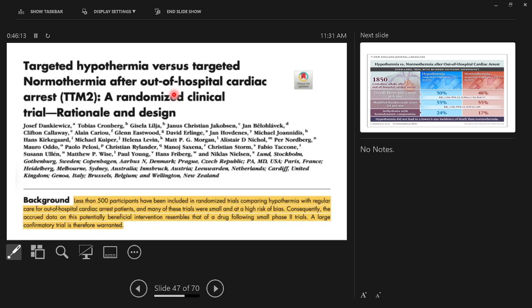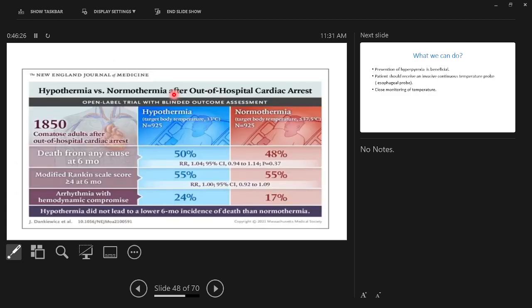Then the next famous trial is the TTM2 trial, which came in 2021. It is a randomized clinical trial that compared targeted hypothermia versus targeted normothermia after out-of-hospital cardiac arrest. This is an open-label trial with blinded outcome assessment; the persons assessing the patients for neuroprotection were blinded. They enrolled 815 comatose patients after out-of-hospital cardiac arrest where the initial rhythm was shockable, and compared the effect of hypothermia and normothermia. The primary outcome was death from any cause at 6 months.